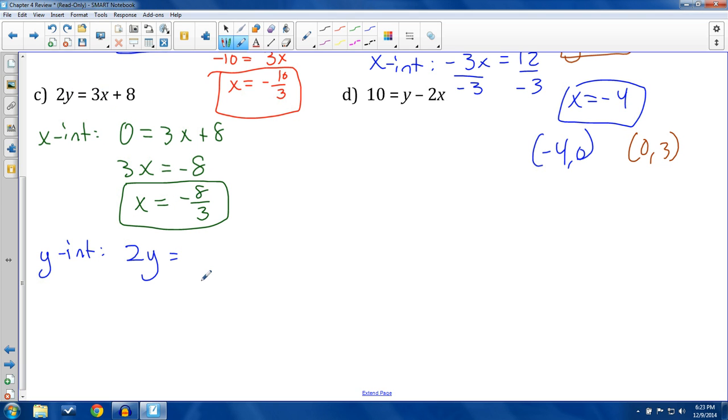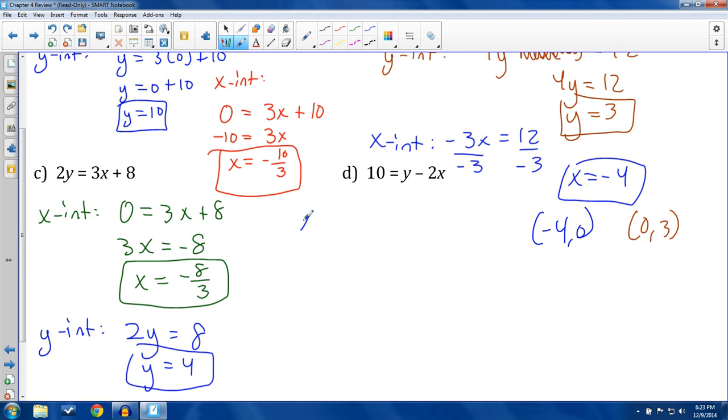3 times 0 is 0. Notice how I don't even have to write that. Just 2y equals 8. Just go straight into it. And y equals 4. Now, something else I could have done. You know what? I'm not going to say anything there. We're good. D, last one.